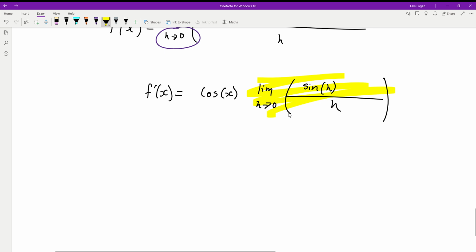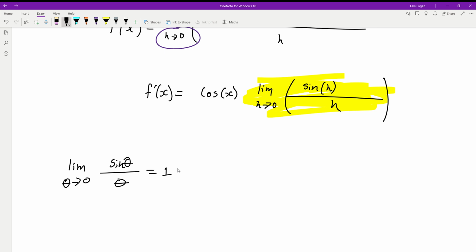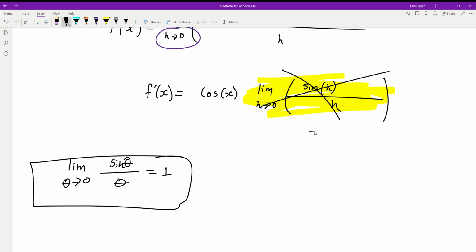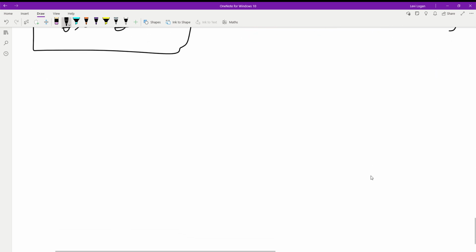Now this is a famous trigonometric limit. If you have the limit as theta goes to 0 of sine of theta on theta, that is equivalent to 1. And that is the exact same limit we have here. So I can replace that whole thing with just 1. So that means f dash of x is cos of x when f of x is sine of x. So in terms of our new notation, if I differentiate sine x, I'm going to get cos of x.